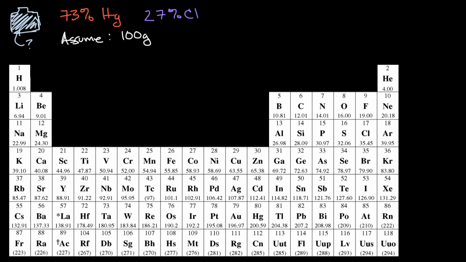So if we assume 100 grams, well then we are dealing with the situation that we have 73 grams of mercury, and we can figure out how many moles this is by looking at the average atomic mass of mercury. That's why that periodic table of elements is useful. We see that 1 mole of mercury is 200.59 grams on average. So we could multiply this times 1 over 200.59 moles per gram. And so when we multiply this out, the grams will cancel out, and we're just going to be left with a certain number of moles.